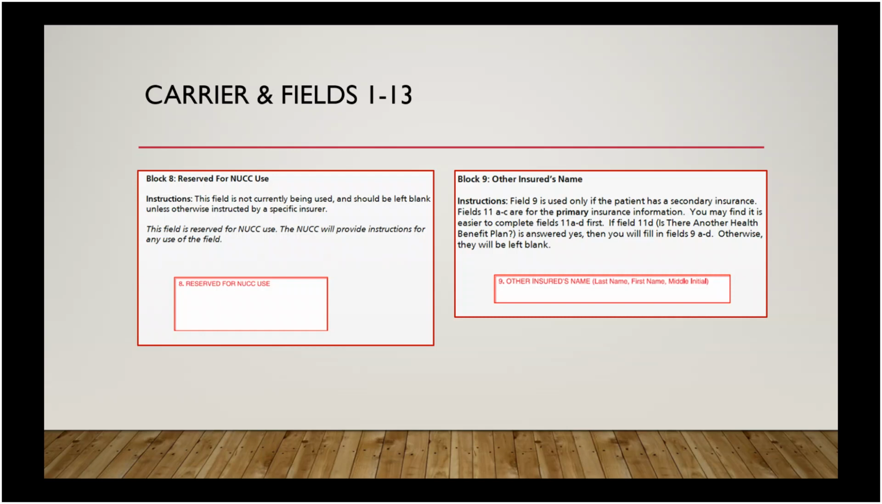Block 9, other insured's name, is only used if the patient has a secondary insurance. So this is a secondary insurance box. For work comp, you're going to leave block 9 blank. For Medicare, you're going to fill in last name, first name, middle initial for the enrollee of the Medigap policy if different than block 2. If it's not different, you're going to leave it blank.